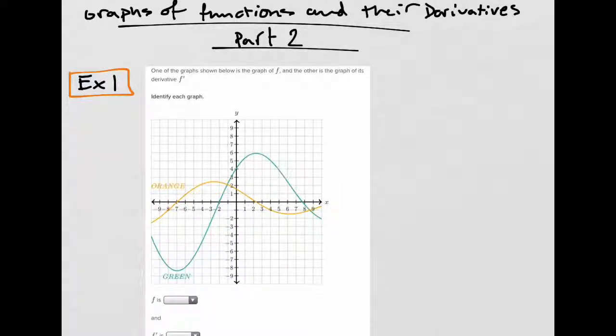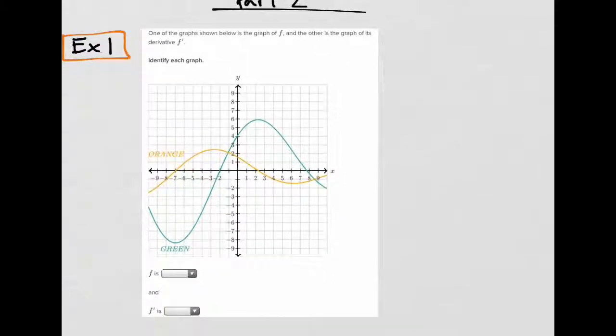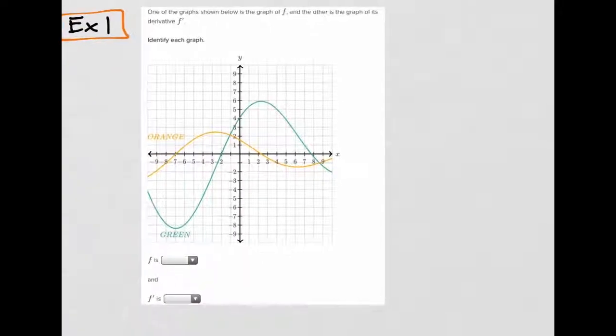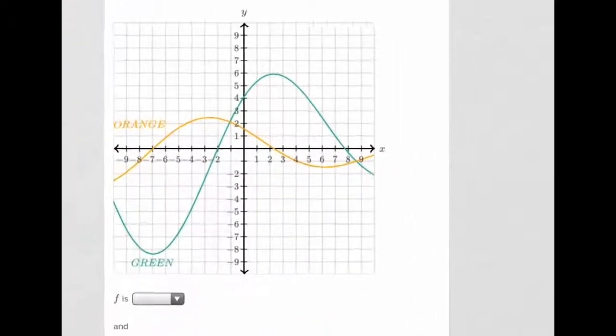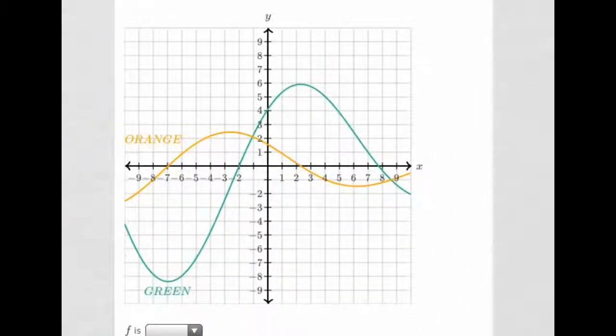Okay, look at this. One of the graphs shown below is the graph of f. One is the graph of its derivative, f prime. Identify each graph. We're just supposed to pick which one's the original, which one's the derivative. And this, you just take a guess. You take a guess first.